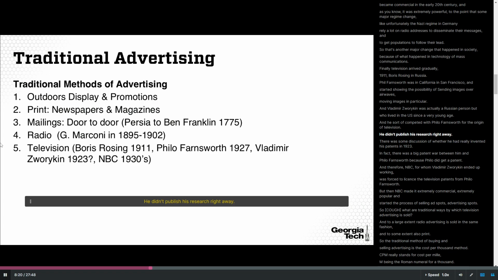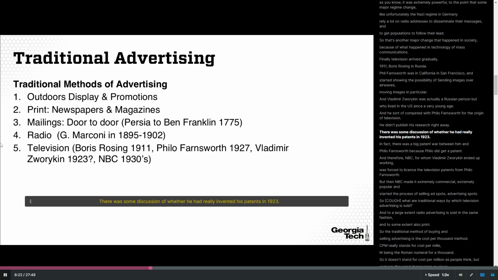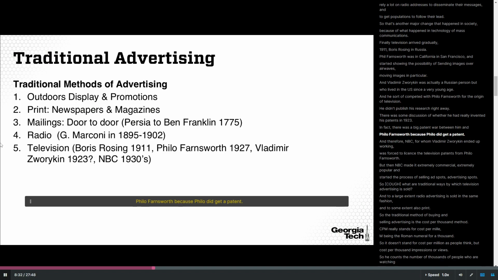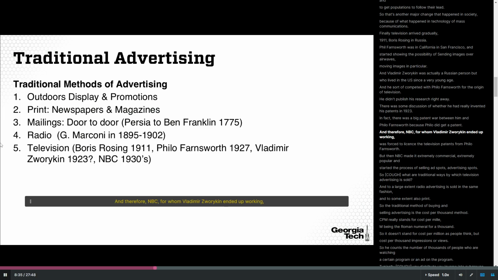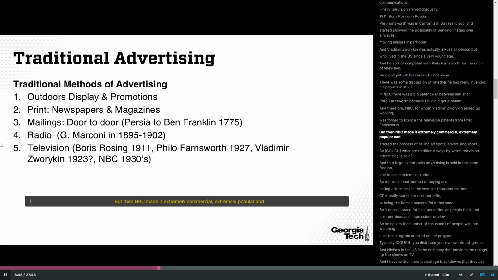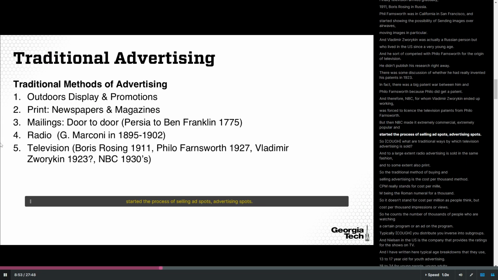He didn't publish his research right away. There was some discussion of whether he had really invented his patents in 1923. And in fact, there was a big patent war between him and Philo Farnsworth because Philo did get a patent, and therefore NBC, for whom Vladimir Zworykin ended up working, was forced to license the television patents from Philo Farnsworth. But then NBC made it extremely commercial, extremely popular, and started the process of selling ad spots, advertising spots.